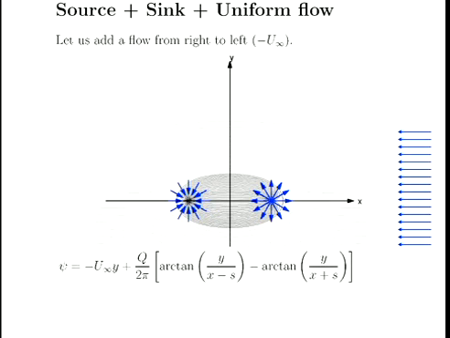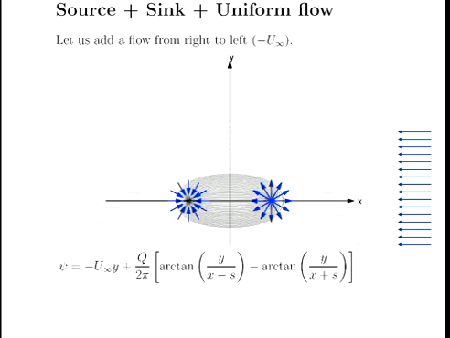I've got an equation for the stream function. That's easy, right? It's just a uniform flow plus the source and the sink. What would you do if you were me? You'd just give up. It's always an option.